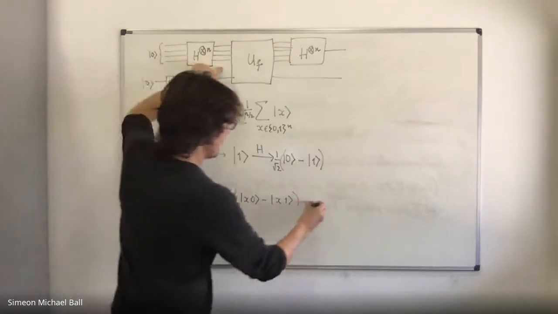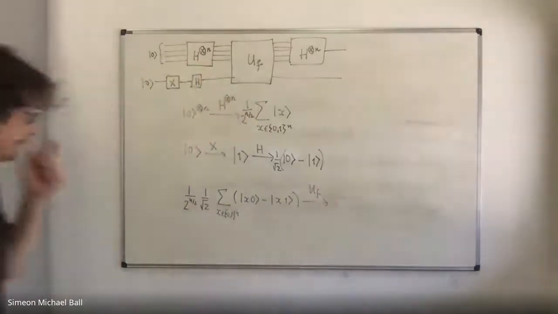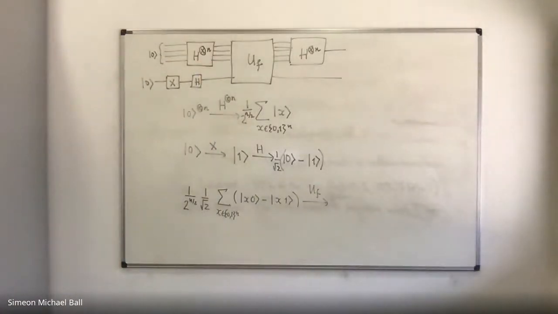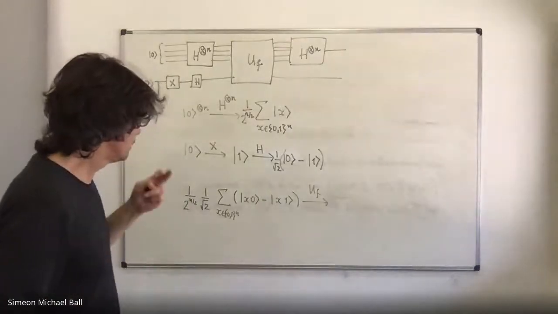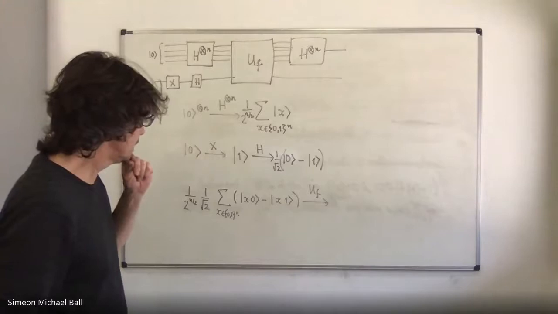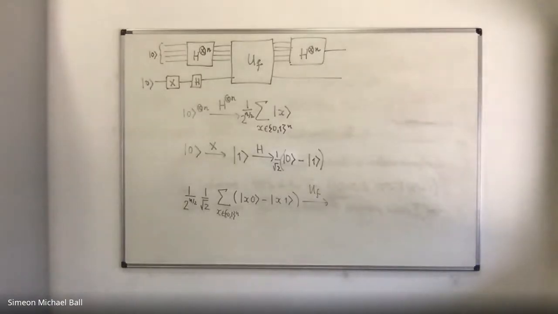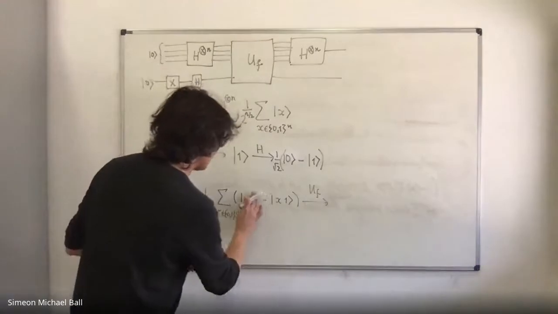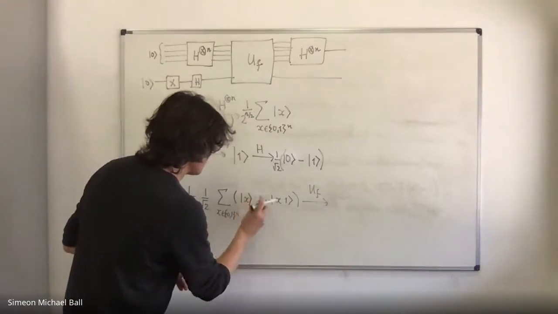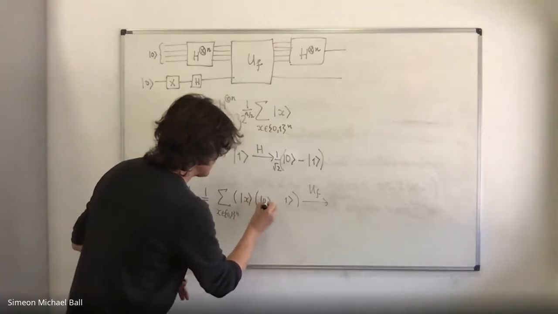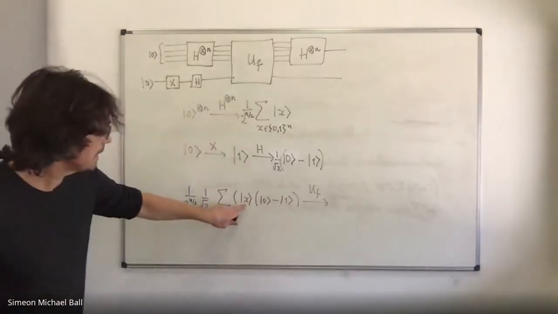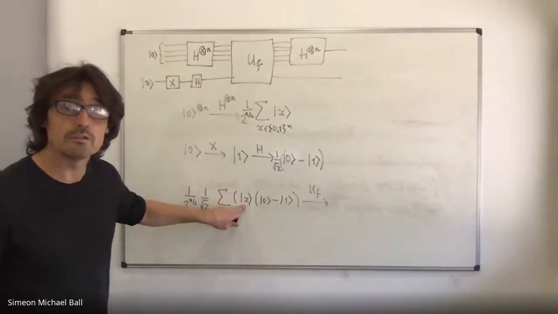So that's what's coming into UF, and now we're going to apply UF. Well, okay, we probably want to leave this and do it separately. I'll tell you why now. Okay, let's just leave this. Let's take this out. Now, what happens if f of x is equal to 0?